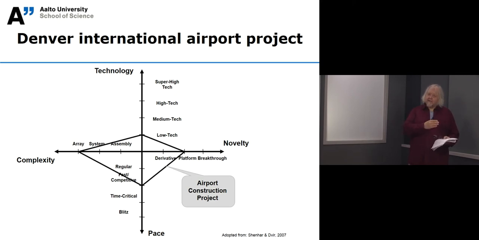And then the complexity dimension. This complexity applies to both the project's end product and the project organization. How many parts there are, how different the parts are, and how difficult it is to integrate them. So from assembly to system and then even a rather complex array. And then the fourth dimension, the pace, which comes from the urgency that the project has. From regular, fast, really time critical, or even blitz, which is a very, very fast project.